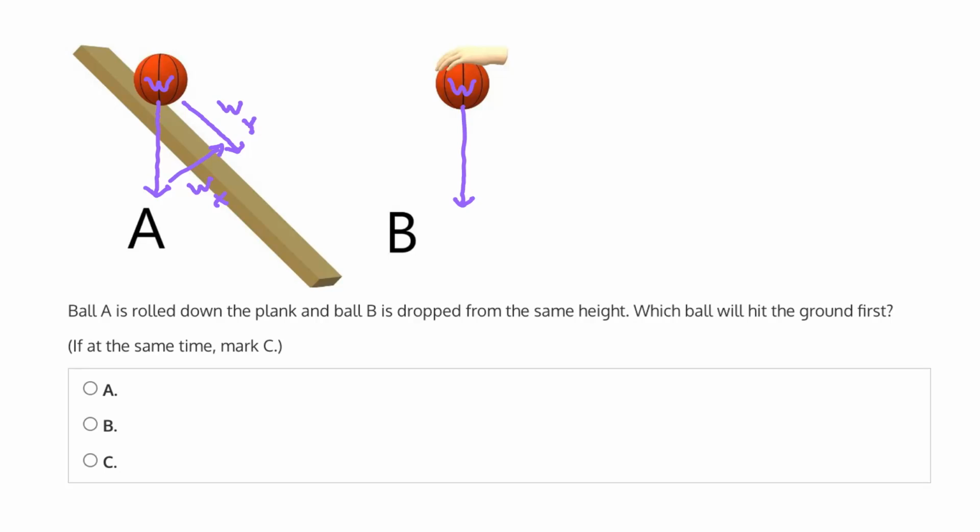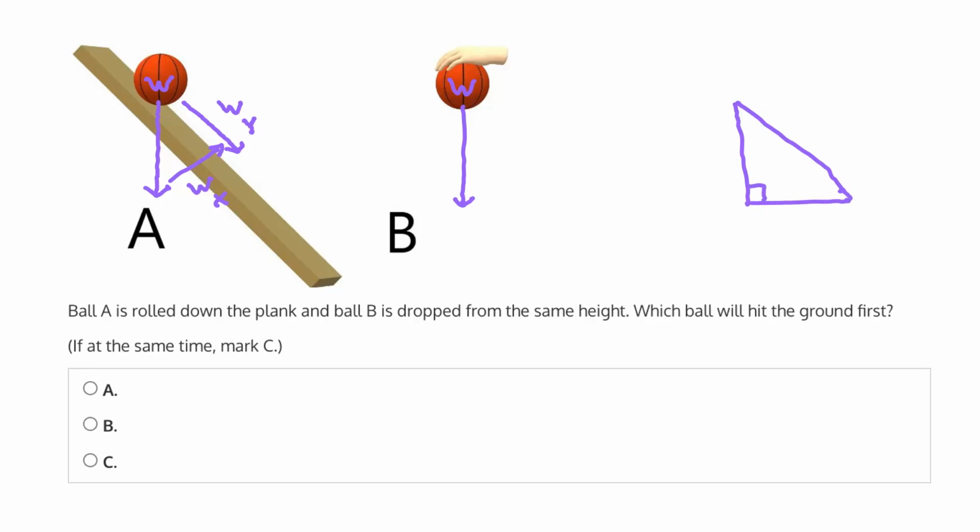But on top of this, even though their heights are the same to begin with, the distance that they actually need to travel is greater. Because again, in B's case, we have a straight shot down to the ground. But in A's case, the distance is actually longer. So let's recreate this with a triangle here. And this is to resemble the ball rolling down the plank.